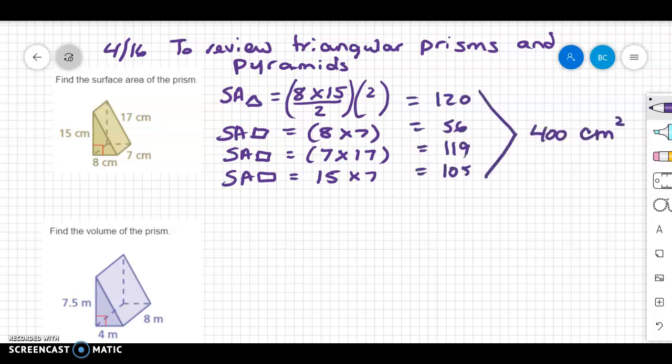So I just waved my magic calculator wand and did all of those calculations, and then I added them together to get the total surface area, 400 centimeters squared. Please make sure that you are putting a label on these answers. It really is important for showing that you understand the concept of what you're doing.